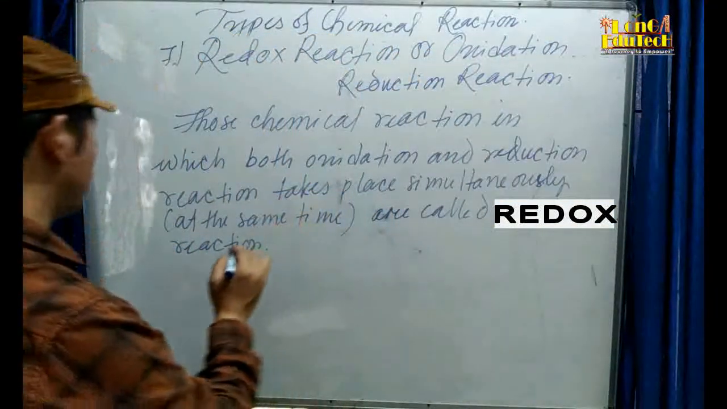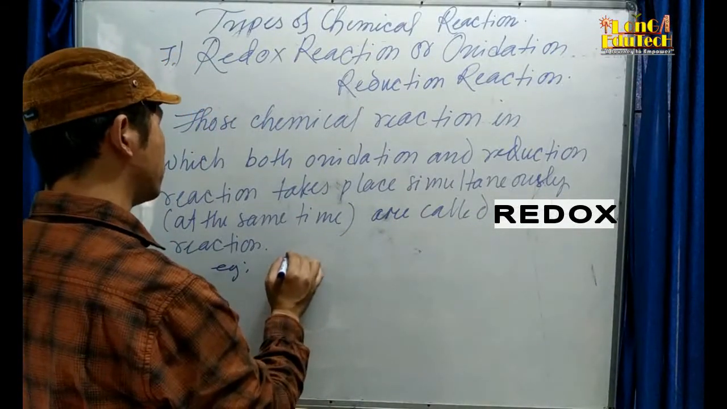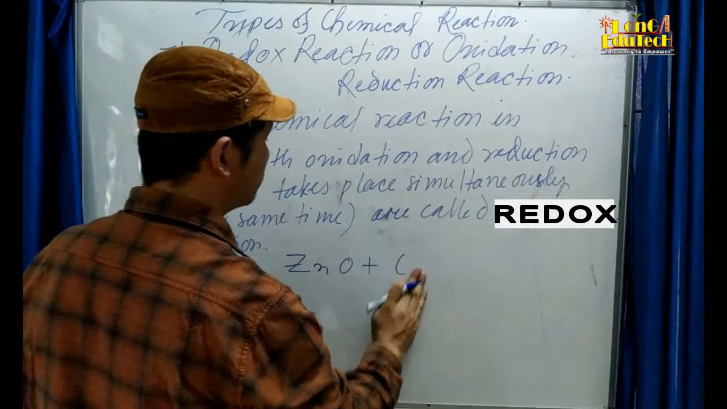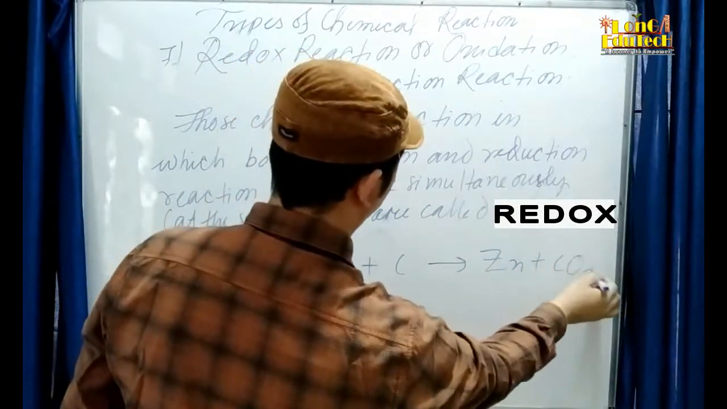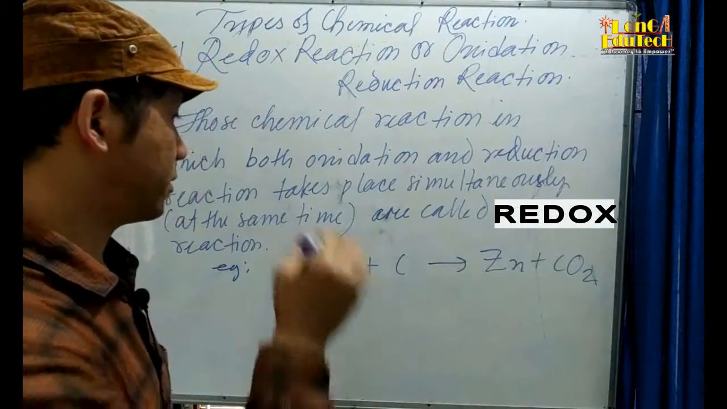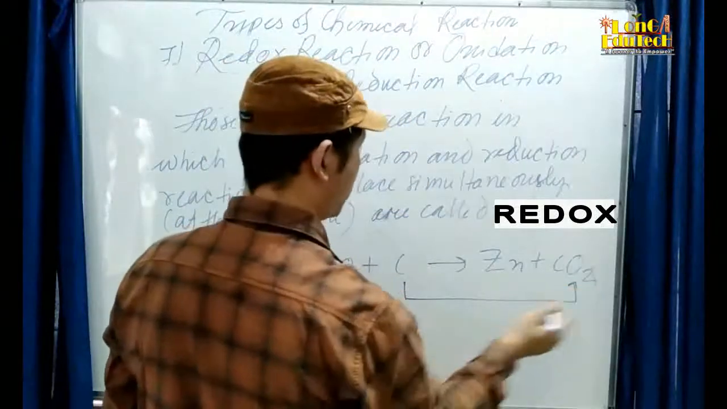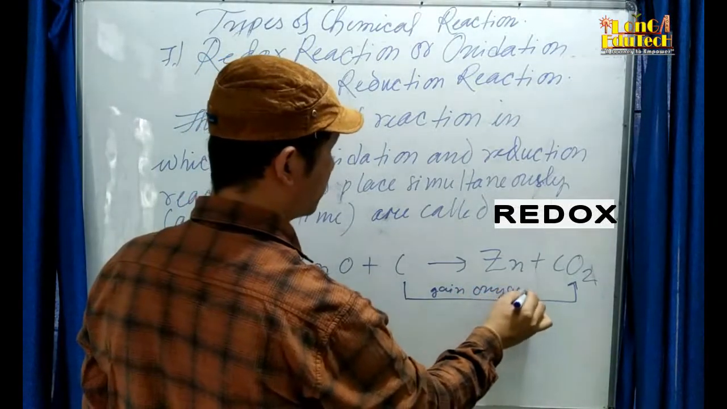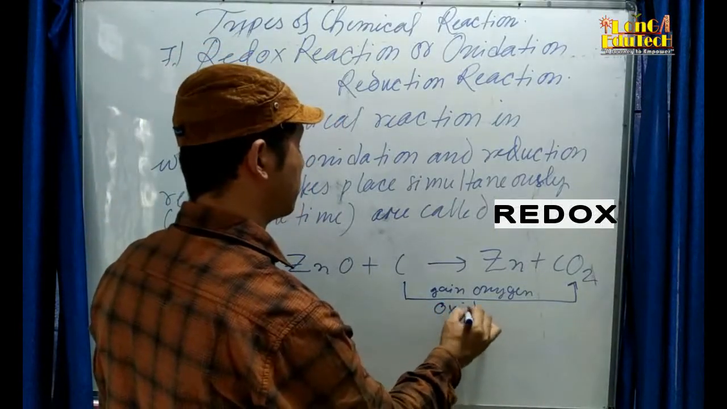Let us see now. For example, just as we have discussed here, zinc oxide plus carbon to form zinc plus carbon dioxide. Let us discuss the oxidation first. What do you see here? Carbon gains oxygen, right? That's why it is oxidation.